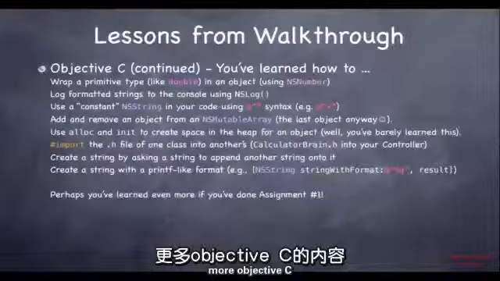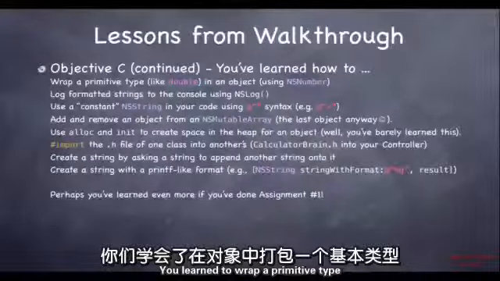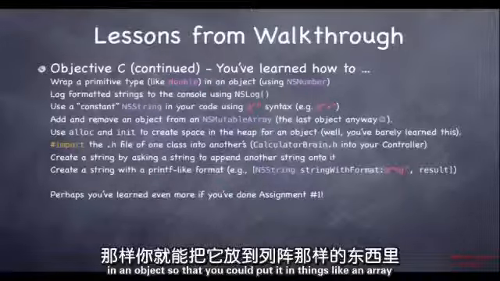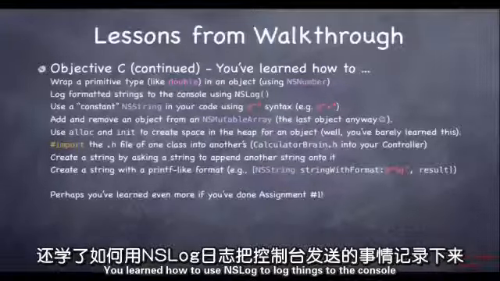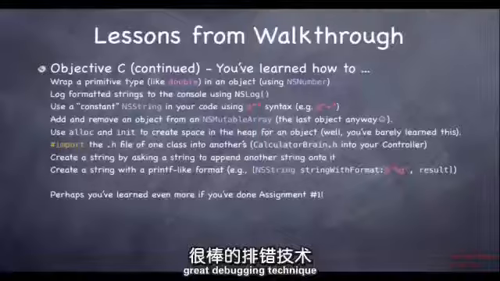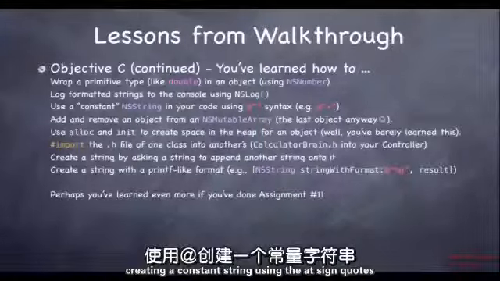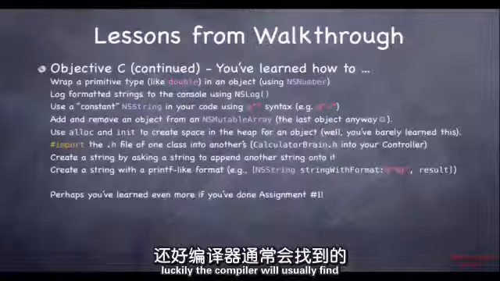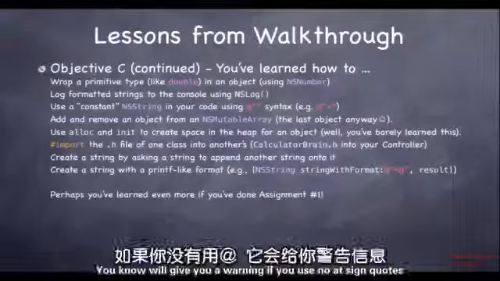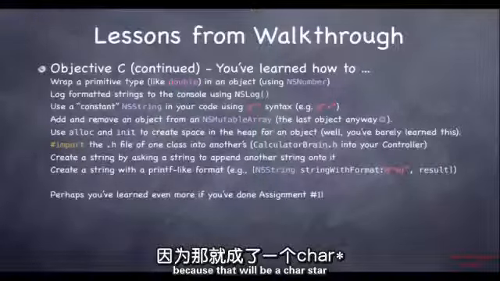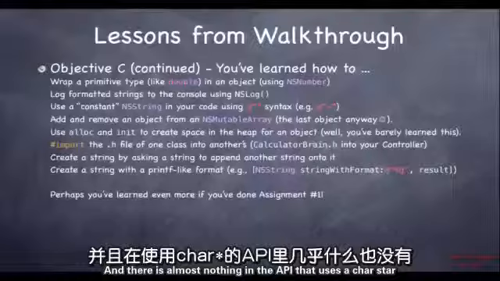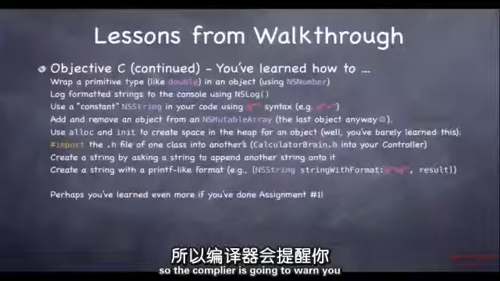More Objective-C, you learned to wrap a primitive type, a double in our case, in an object so that you could put it in things like an array. You learned how to use NSLog to log things to the console, great debugging technique. Creating a constant string using the @ sign quotes. Don't forget that @ sign. Luckily, the compiler will usually give you a warning if you use no @ sign quotes, because that'll be a char star, and there's almost nothing in the API that uses a char star. So the compiler's going to be able to warn you.